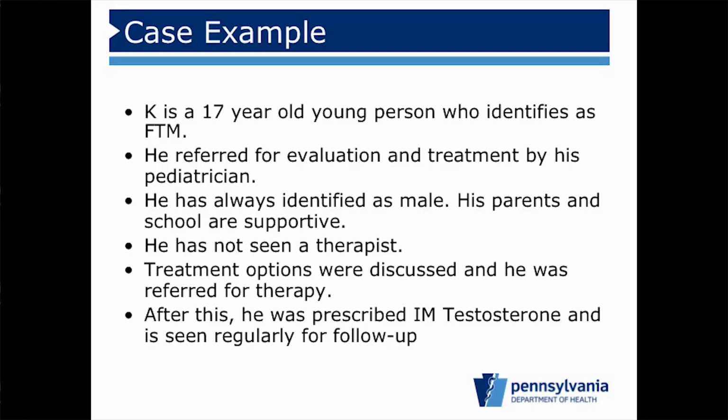So here's 2 examples. A 17-year-old young man that I saw in clinic, referred by his pediatrician, always identified as male, again, female identified at birth. Parents and school were supportive. He had not seen a therapist, so we sent him to a therapist, and we treated him. He was given intramuscular testosterone. He is now in his 20s, and he's doing great.